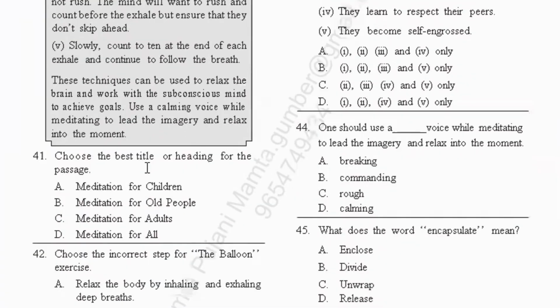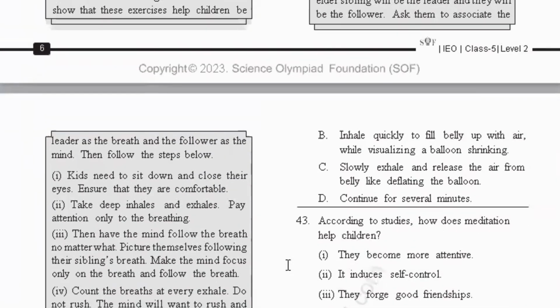Choose the best title or heading for the passage. So here, this passage is about meditation for children. So option A is your correct answer. Now choose the incorrect step for the balloon exercise. Relax the body by inhaling and exhaling deep breaths. No, this is correct. We have to find out the incorrect statement. Inhale quickly to fill belly up with air while visualizing a balloon shrinking. No, this is incorrect. So this is your correct answer.